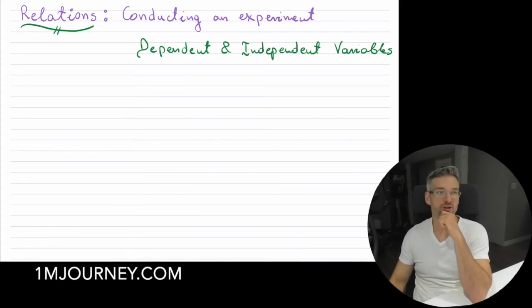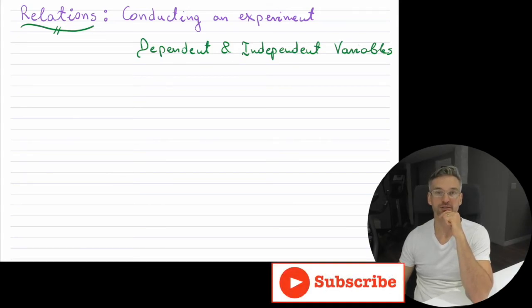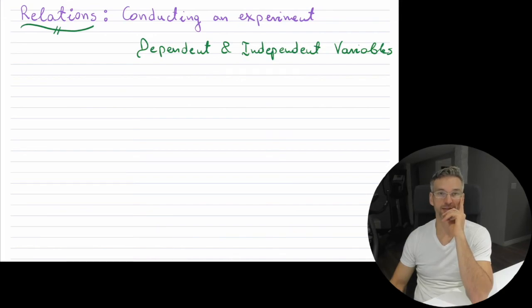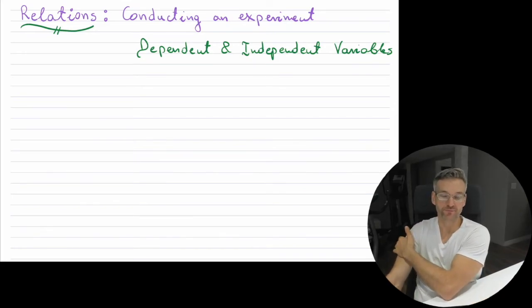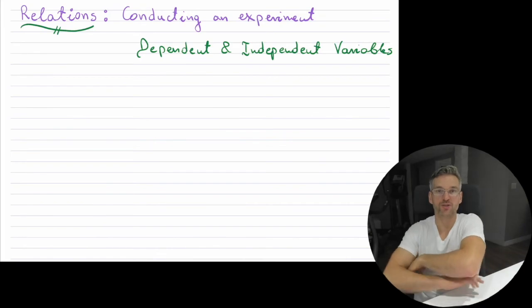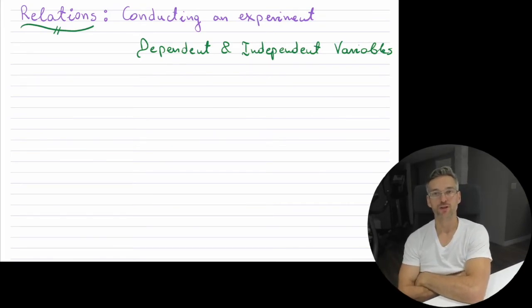Welcome to our series on relations, and we're going to continue on in this video and talk about conducting an experiment and basically trying to give you some sense of dependent and independent variables. So when you're conducting an experiment, remember that with respect to relations, we want to be able to try to create some kind of a hypothesis that we want to see if it's true or false.